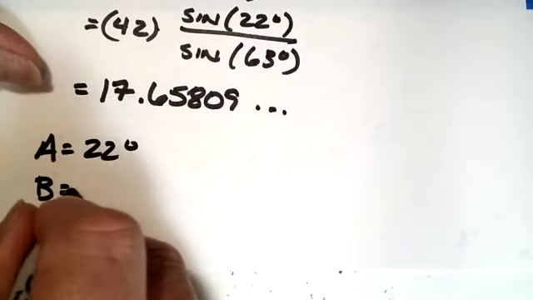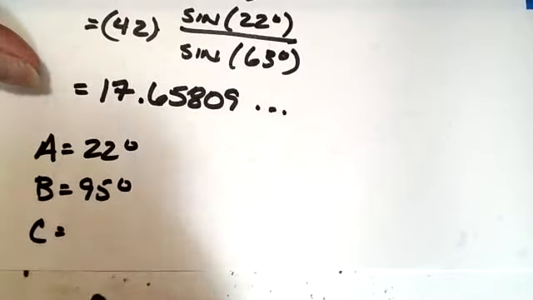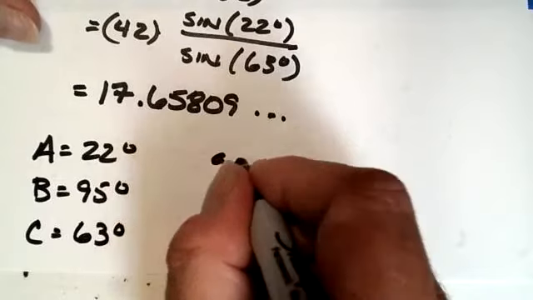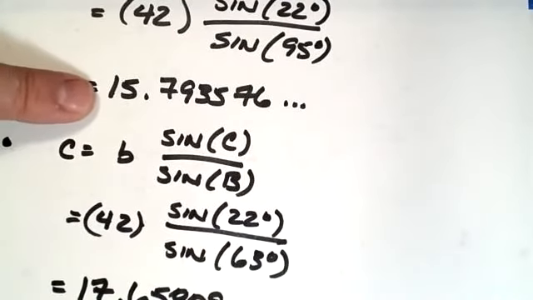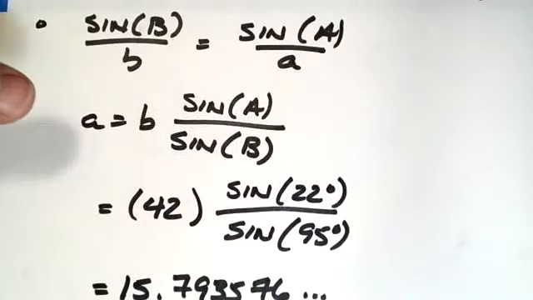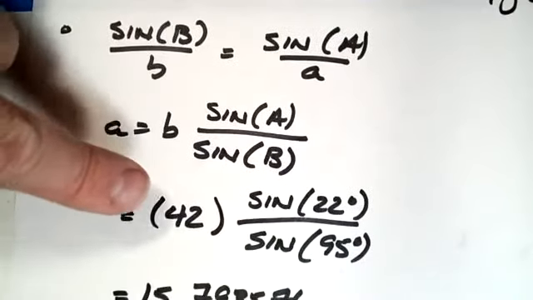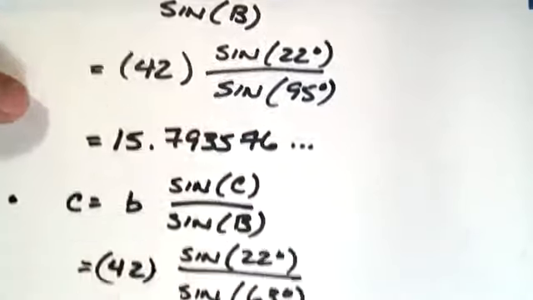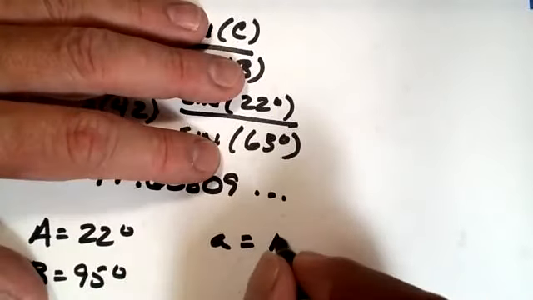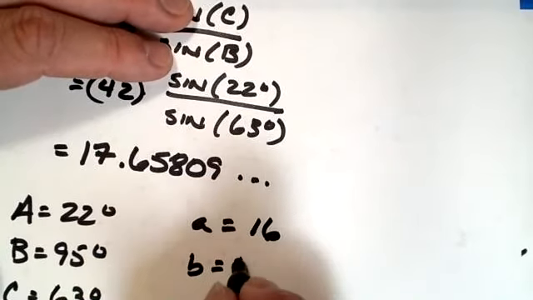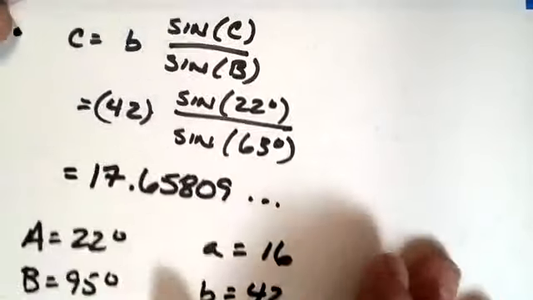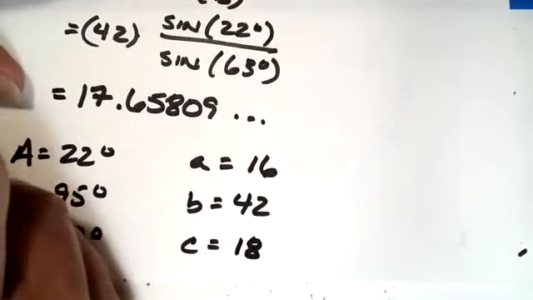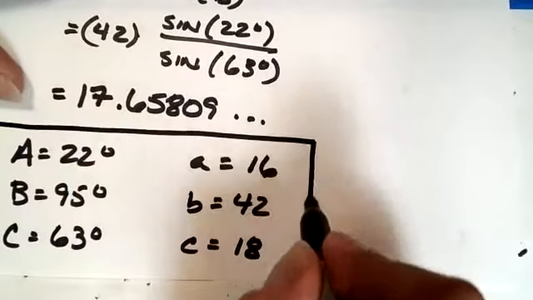Okay, so when we now finish the problem here, A is equal to 22, that was given. B is equal to 95, that was given. C is equal to 63, that was calculated in the first step. A was calculated, apply two significant digits, because everything going into this problem has two significant digits, right? 42, 22, 95. So the best we can hope to get out of it, because it's a product, is two significant digits. So this is 16, and B was given in the problem as 42, and C then was calculated right here in this last step as 18. So there is our solution with an appropriate number of significant digits.